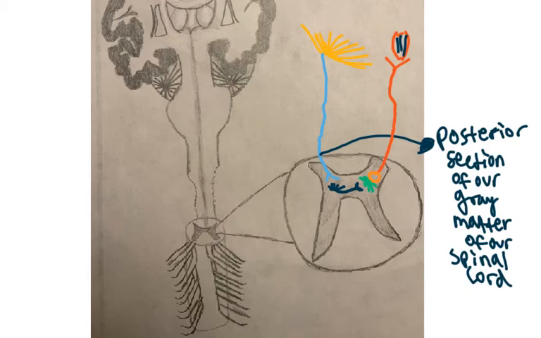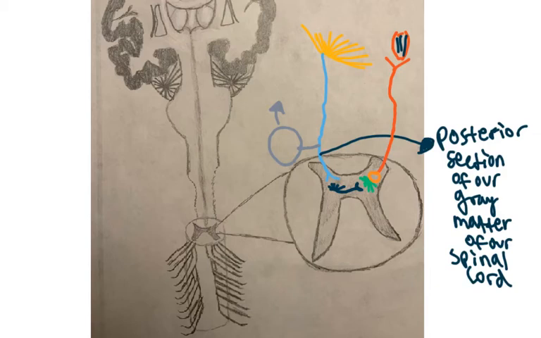And I forgot to draw one important thing. Our pseudo-unipolar neuron is not finished. Remember, in our afferent neuron, we have our soma, or cell body, in our dorsal root ganglion region. And what that means is that our soma or cell body is near the dorsal part of the gray matter of our spinal cord.